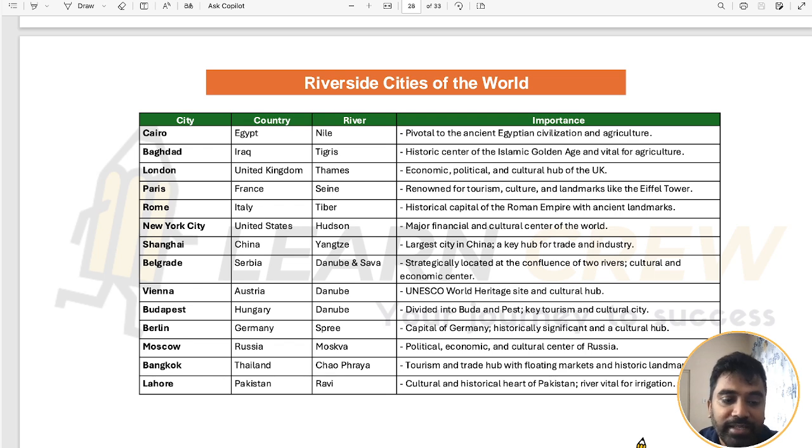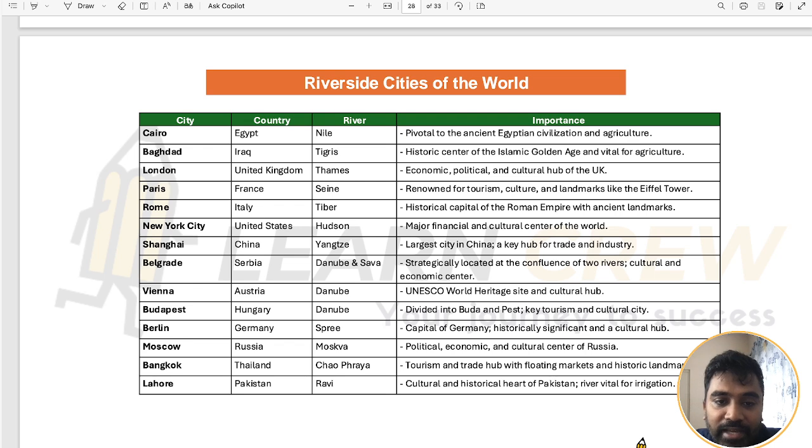Next we have the city of Baghdad, in the country Iraq, which was the epicenter of the Islamic golden age. The river Tigris is crucial for irrigation and trade in Iraq. This is the next one. The city of Baghdad is near the river Tigris. The city of Cairo is near the river Nile.